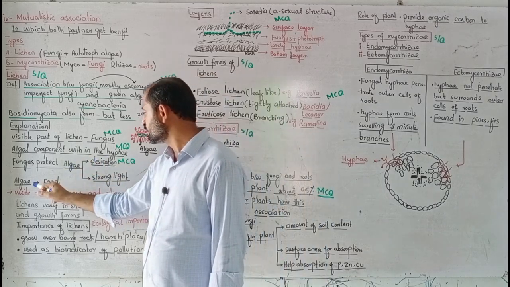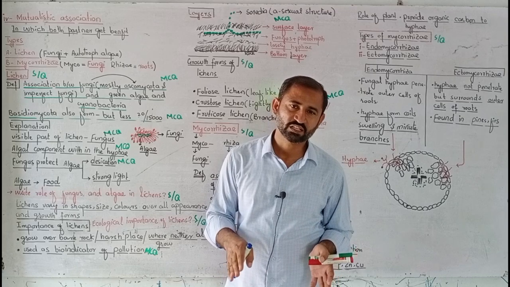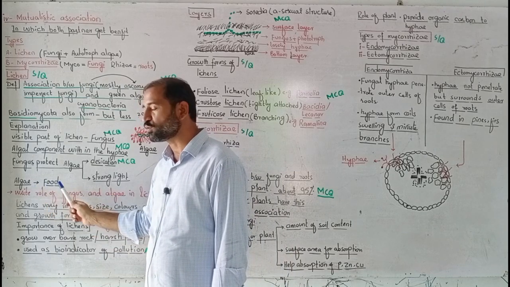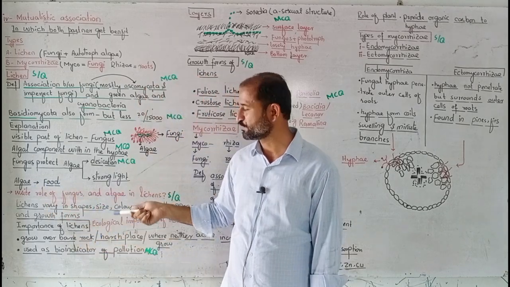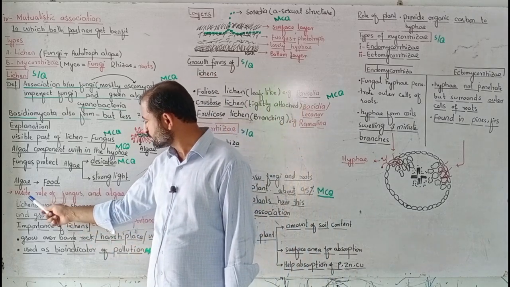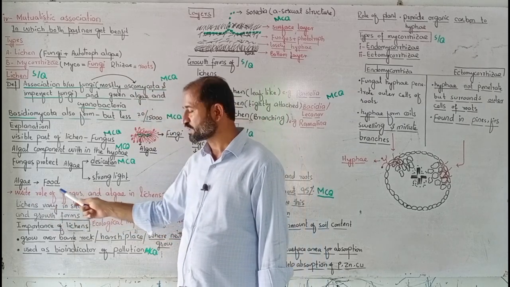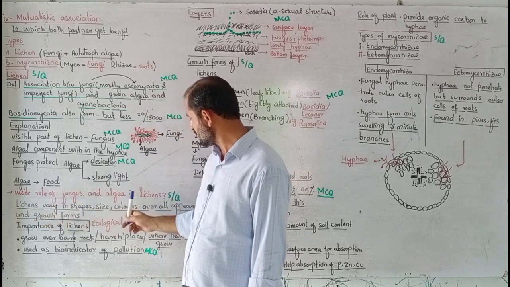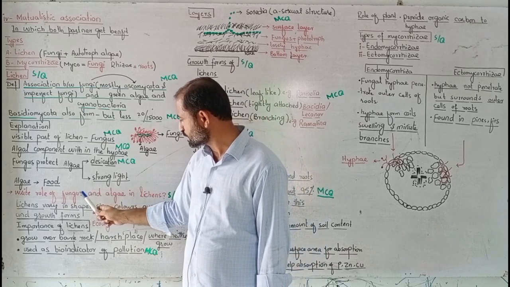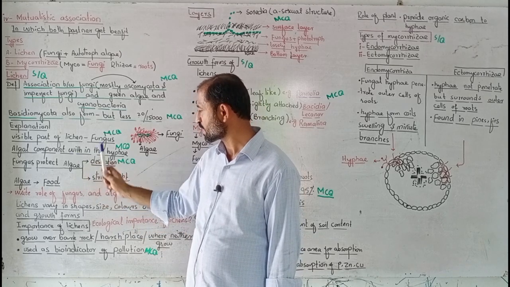Next one is algae, that algae provide food to fungus. Fungus provides protection against desiccation and strong light, but algae provide food in return to fungus. So this association becomes a mutualistic association, or lichen. And next one is write the role of fungus and algae in lichen. This one is a short question, and the answer is what function fungus performs and what function algae performs. So both are written above.